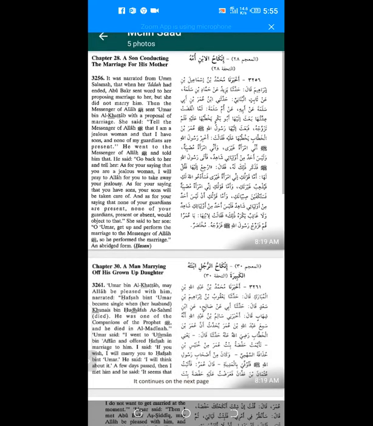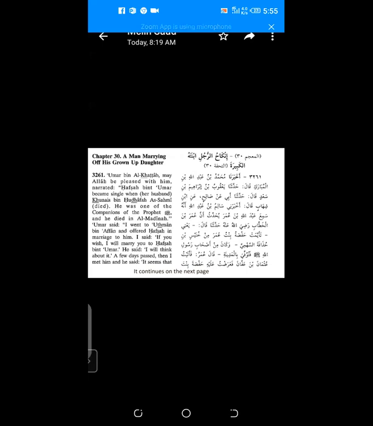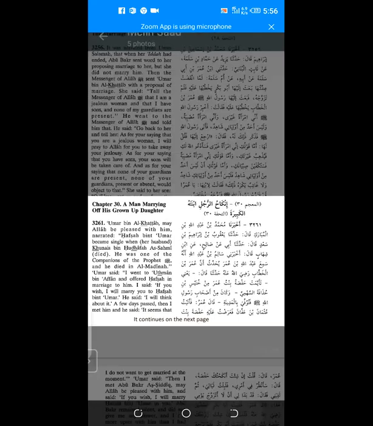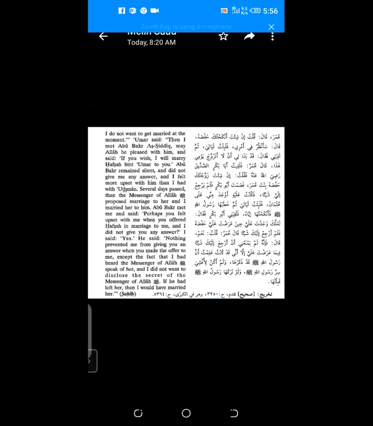Umar ibn al-Khattab, may Allah be pleased with him, narrated: Hafsa bint Umar became single when her husband, Khunays ibn Hudhafa as-Sahmi, died. He was one of the companions of the Prophet sallallahu alaihi wasallam, and he died in Al-Madina. Umar said, I went to Uthman ibn Affan and offered Hafsa in marriage to him. I said, if you wish, I will marry you to Hafsa bint Umar. He said, I will think of it. A few days passed when I met him, and he said, it seems that I do not want to get married at the moment.